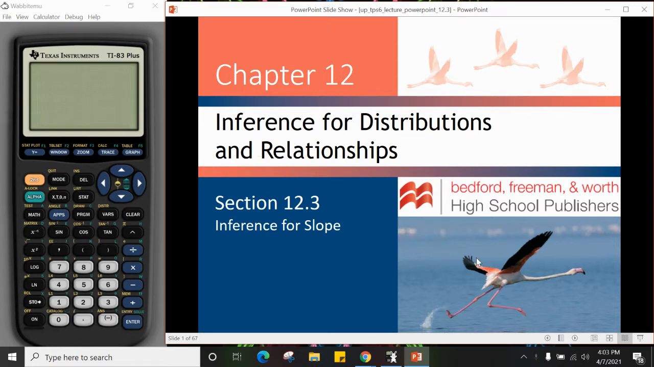So 12.1 and 2 was about chi-squared. 12.3 is actually kind of an extension of chapter 3. So it should be a little bit of a review for us, at least at the beginning.